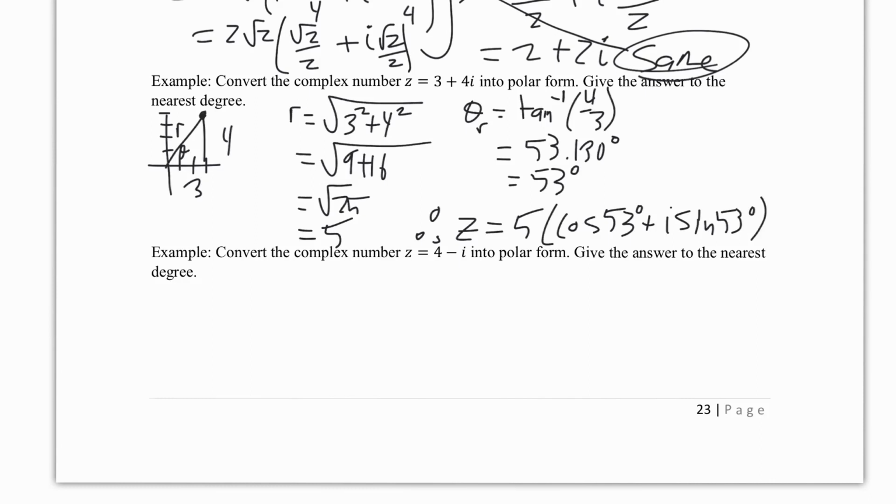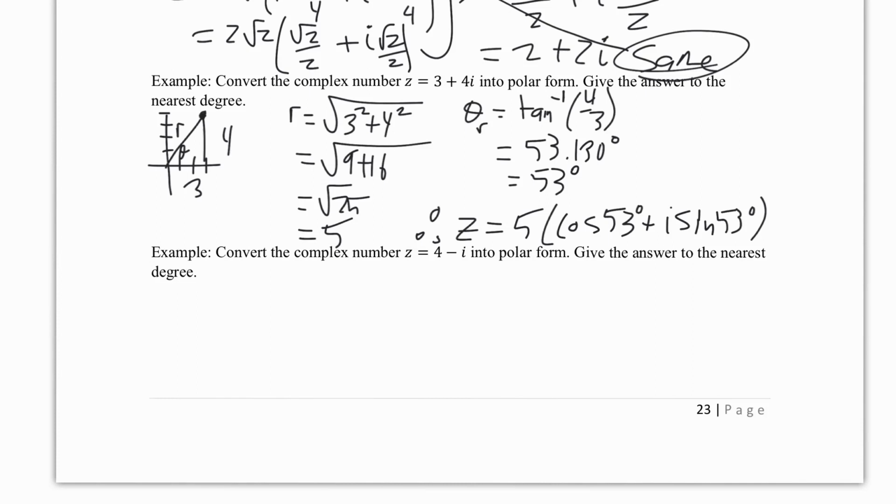And if you wanted to expand it back from polar form into the 3 plus 4i form, you would just calculate cos of 53 and sine of 53. Now, if you do this on your calculator, you're not going to get exactly 3 plus 4i because we rounded here. But if you used the full answer, you would get back to the 3 plus 4i. So let's do one more here. Go ahead and pause the video and see if you can try this one on your own. Convert this complex number into polar form.